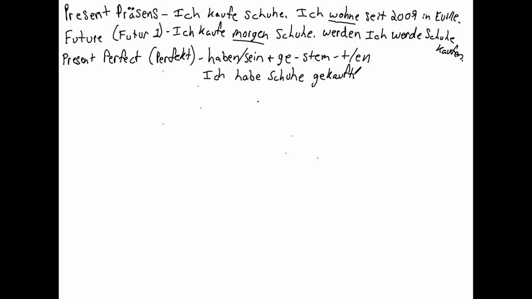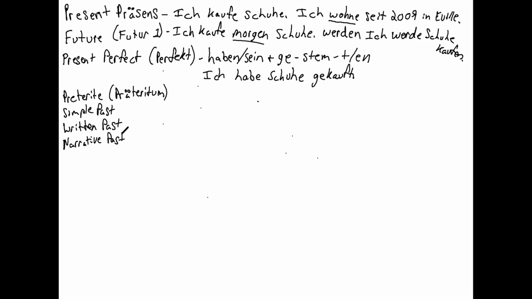When we're writing something in German, we use what we call in English the preterite. In German, we call this the Präteritum. And this tense is known by a long list of names. I already mentioned them earlier, but they are simple past or written past or narrative past. All of those forms essentially just means that it's written and it's in the past.